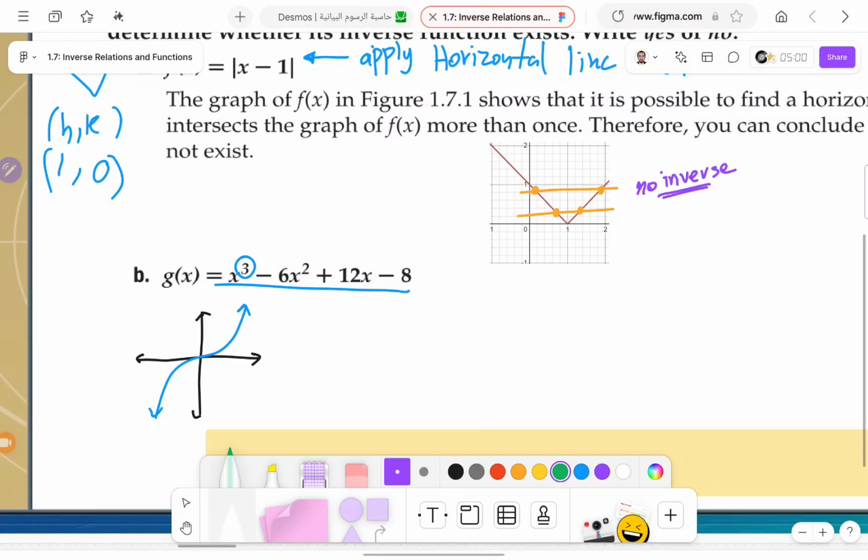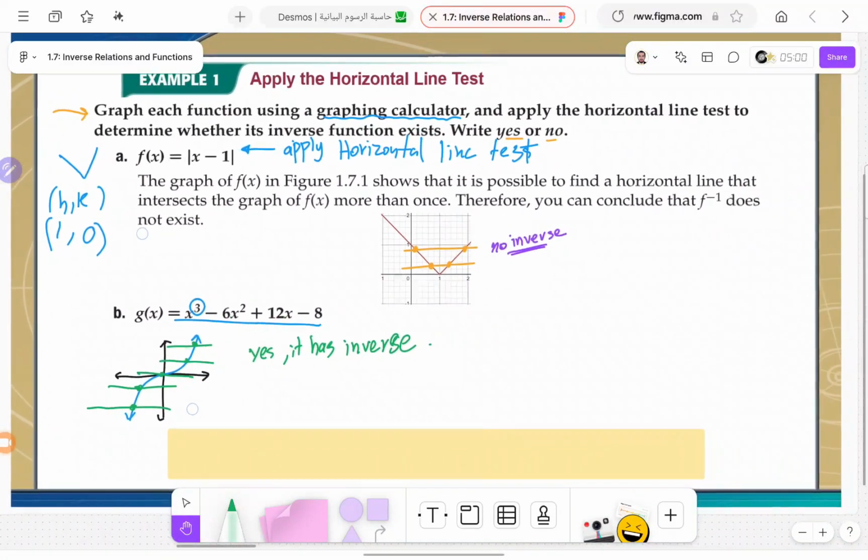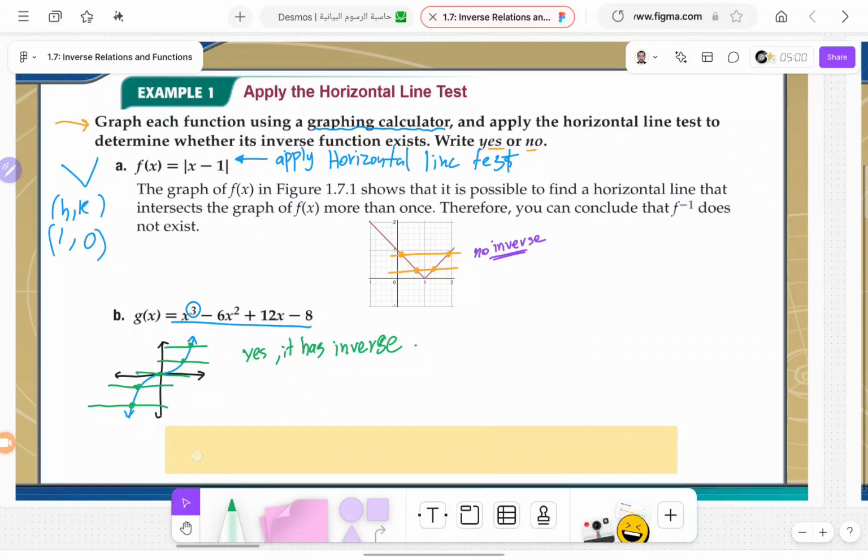Now let's apply the horizontal line test. The horizontal line intersects at 1 point. If I go more, 1 point, more, 1 point, every time it is only 1 point. So every time I apply the horizontal line test, it intersects at 1 point. So we can say this function has an inverse. We are going to learn later how we can find the inverse of the function, but now we just need to use the horizontal line test to check whether this function has an inverse or not.